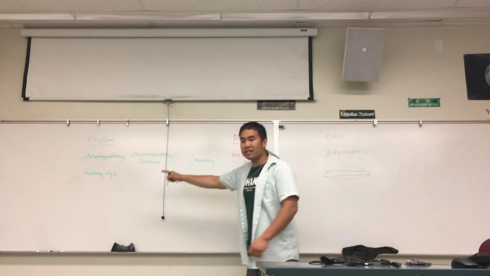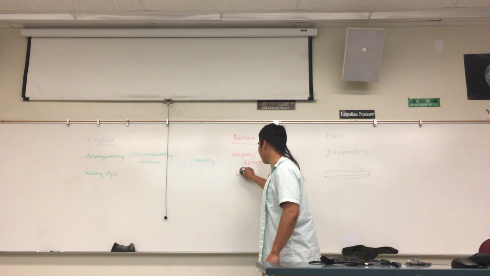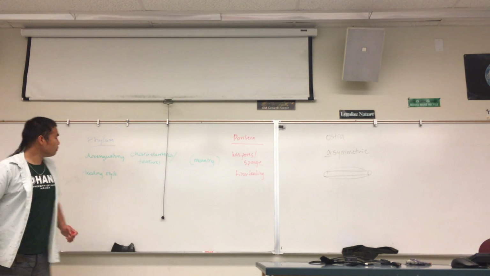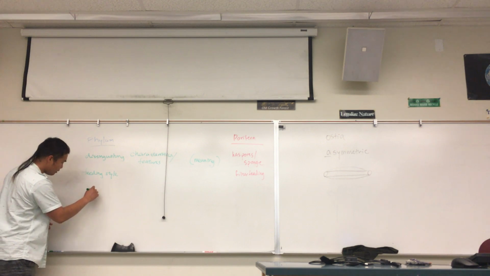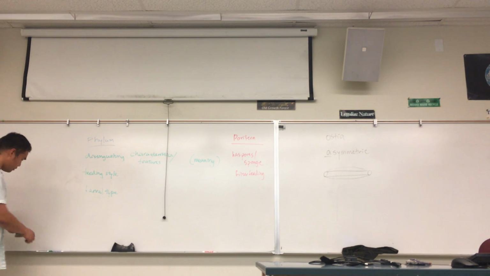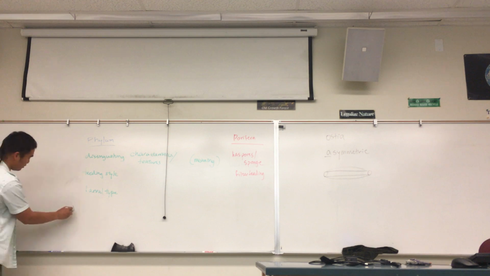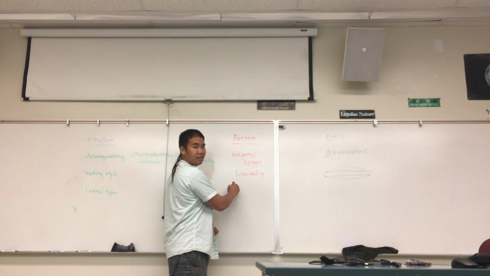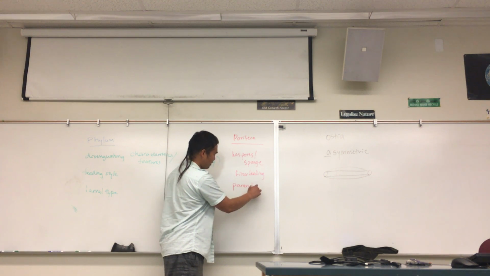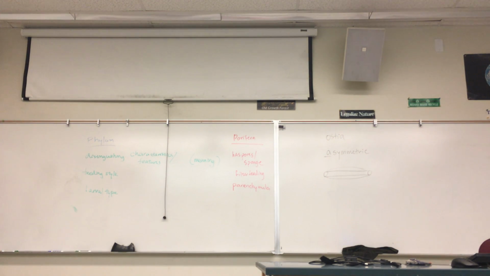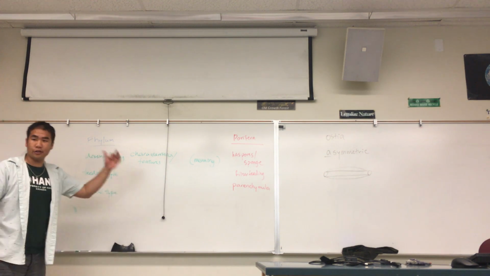Feeding style, what is its feeding style? Filter. Filter feed. Okay? Next, we should know its larval type. What's the larval type of sponge? You know what it starts with? Starts with a P. Okay. Filter feeding is a feeding style. Parenchymella is a larval type. And we got some distinguishing features.